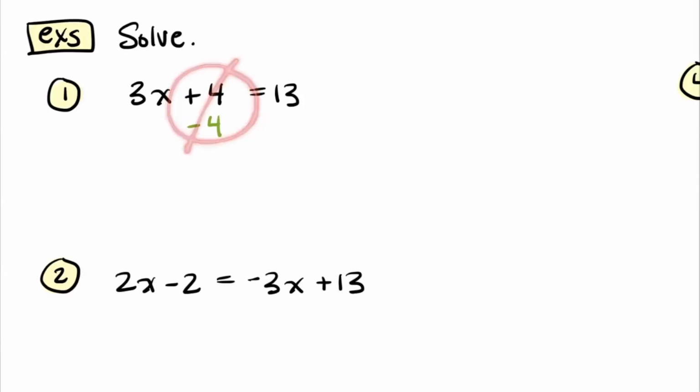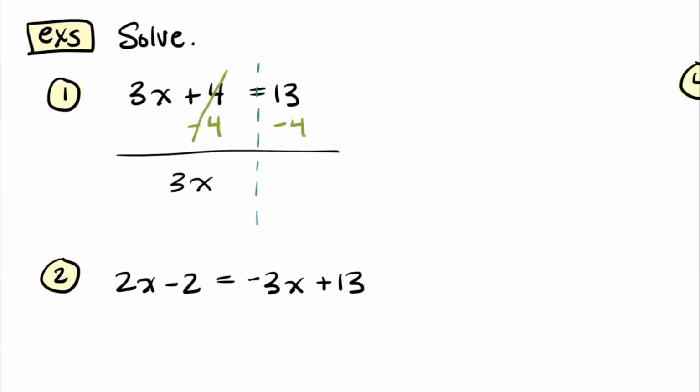So these cancel out. But if we do that on the left side, you can kind of think of this as like balancing left and right side of the equal sign. Then we also have to do it on the right side in order to maintain the equality. So this cancels out, adds up to 0. Right? On the left, we have 3 times x. And on the right, we've got 13 minus 4, which is 9.